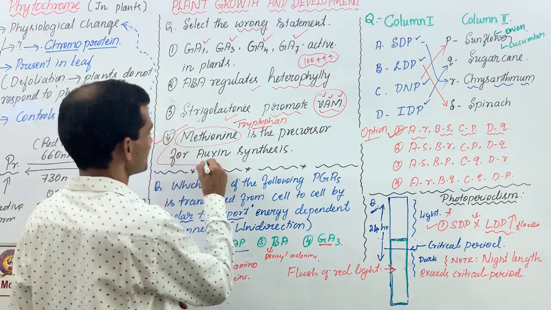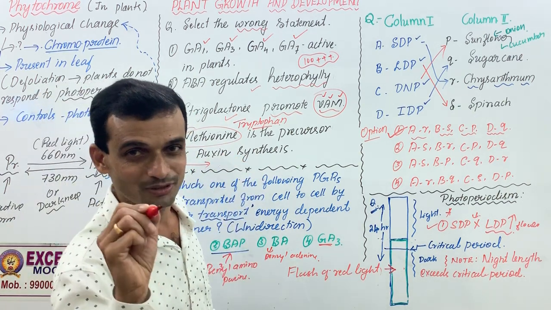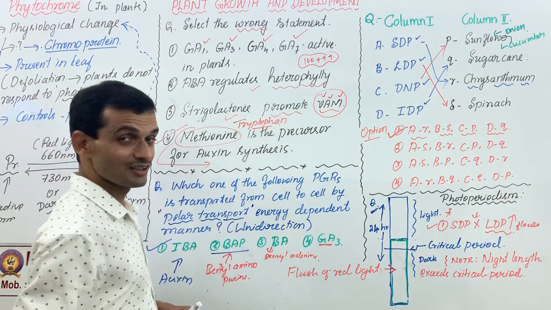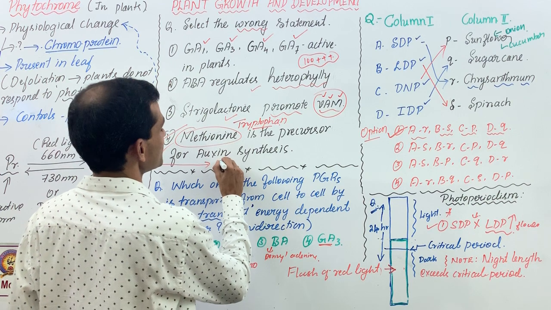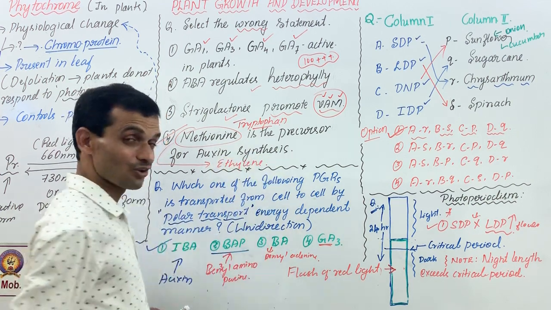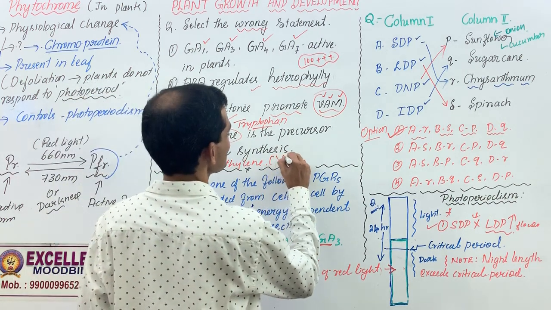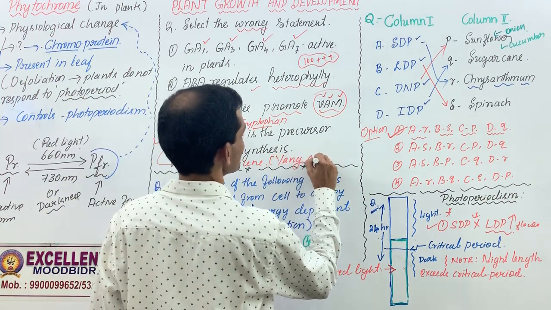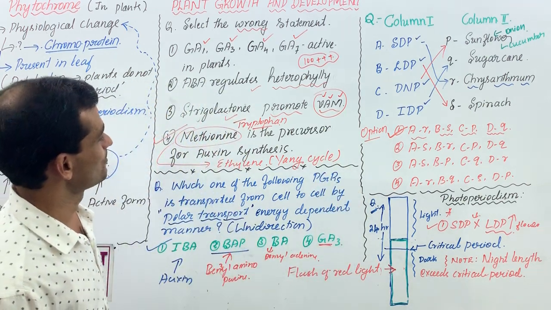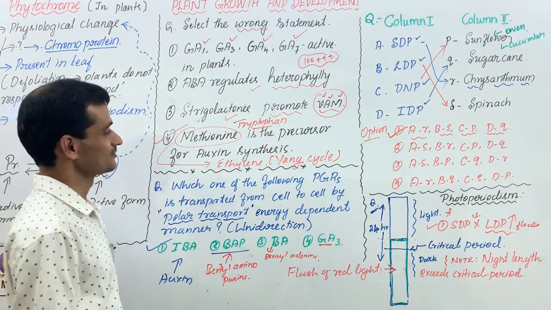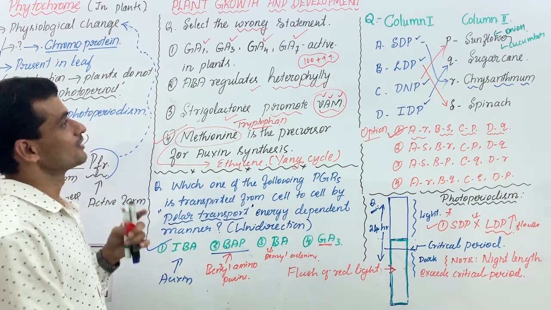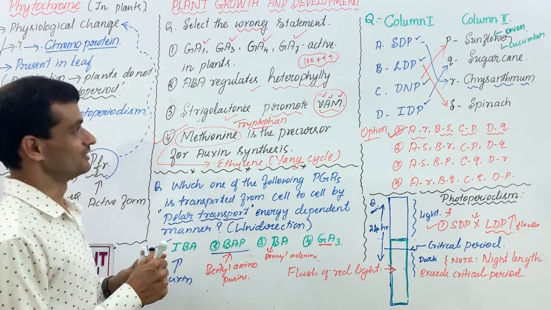Methionine. Now you have to make a note of this in your notebook. Methionine is the precursor for the biosynthesis of ethylene, a gaseous hormone. This is called Yang's cycle. Ethylene synthesis from methionine amino acid. See, what have you understood here?